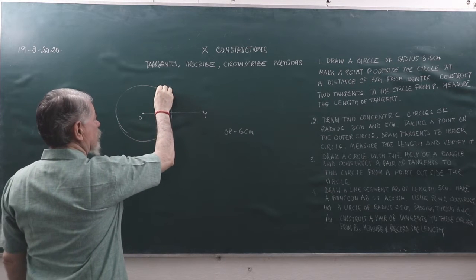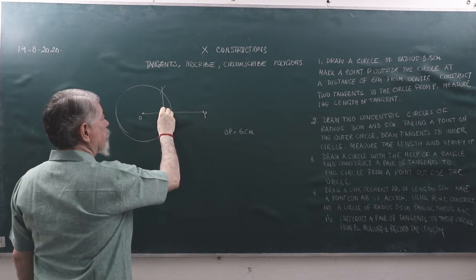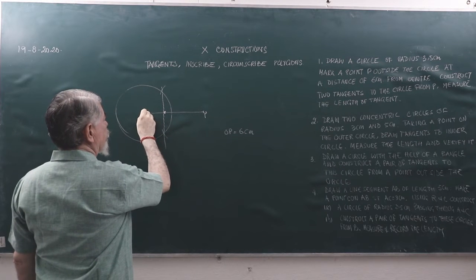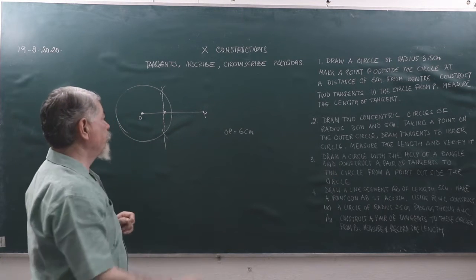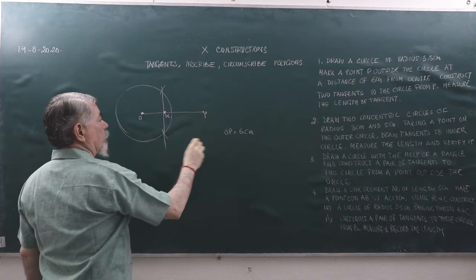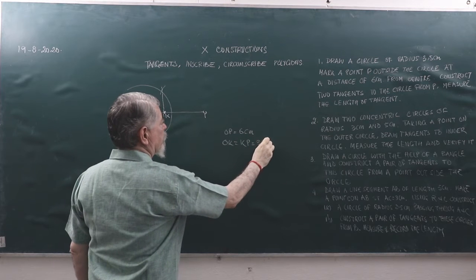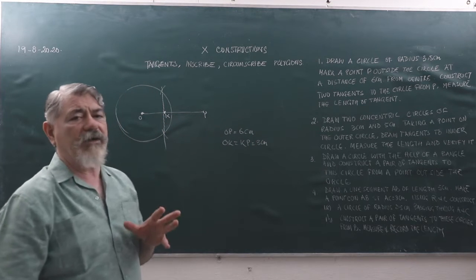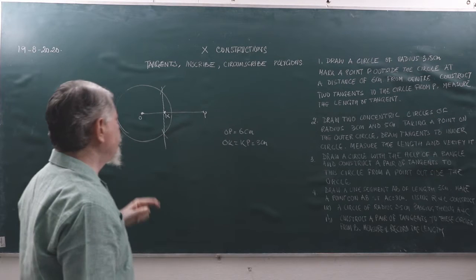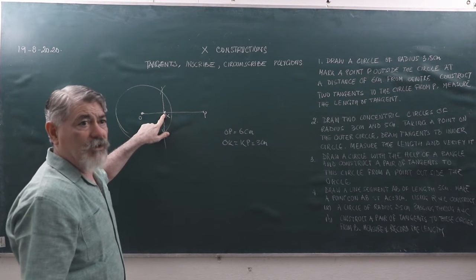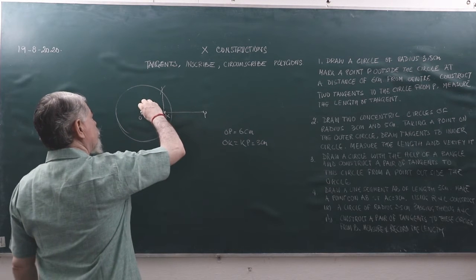Now join these two arcs, and you will get the midpoint of this line. Suppose this K is the midpoint. OK will be equal to KP, which will be 3 centimeter, because OP is 6 centimeters, so half of that will be 3 centimeters. So we have got this. Now what we do is, we take K as center, open up your compass till O or till P, and draw a circle.